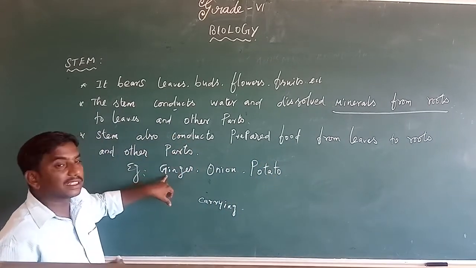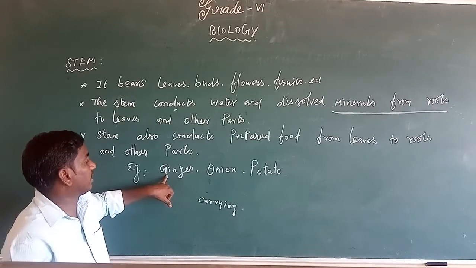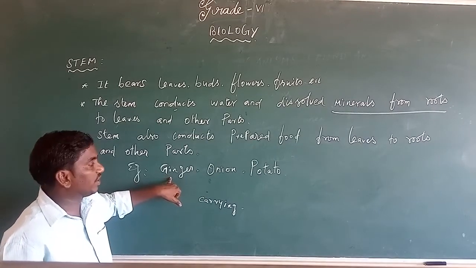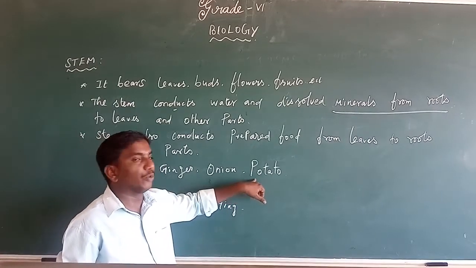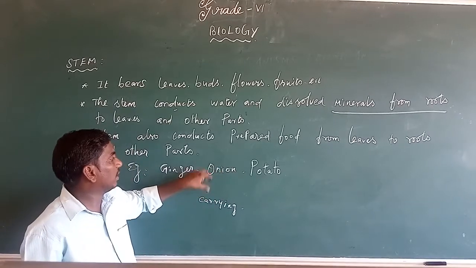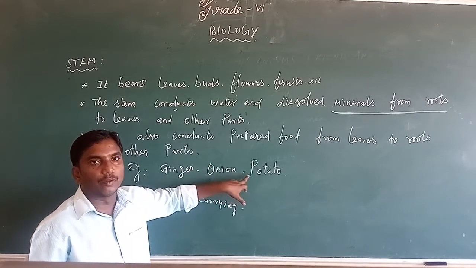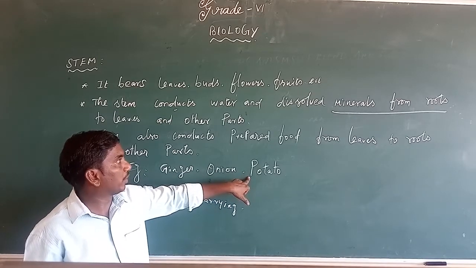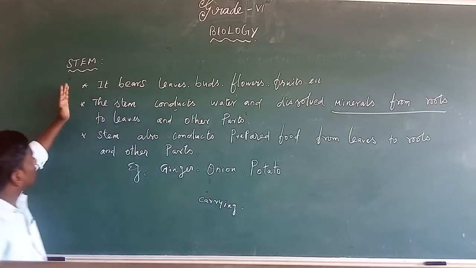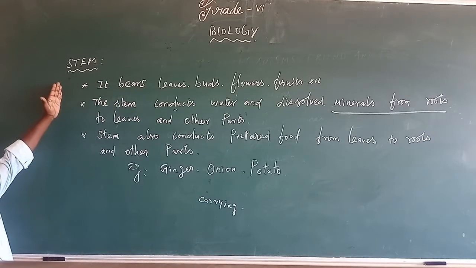For example, some of the stems are modified, such as ginger, onion and potato. These are examples of stem vegetables. So this is one small explanation about the stem.